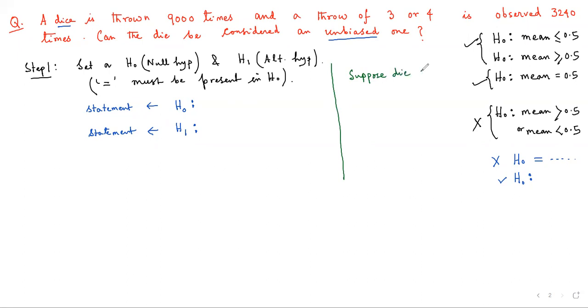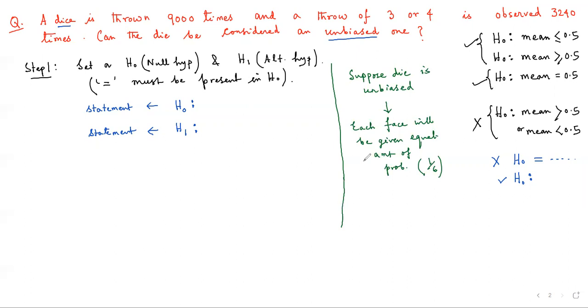The die is unbiased. If the die is unbiased, then what happens? Each face will be given an equal amount of probability, and we all know what that value is. That value is 1 by 6, 1 upon 6.